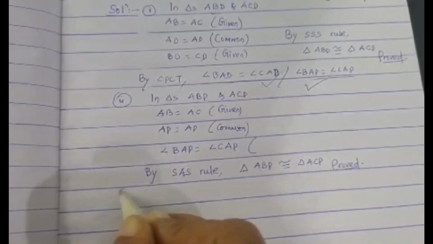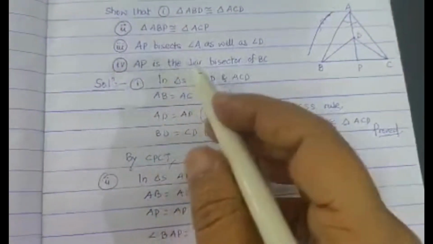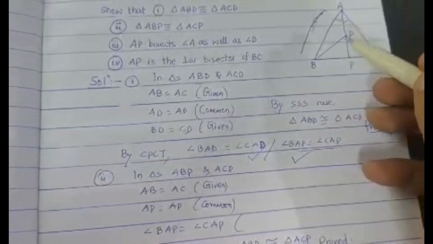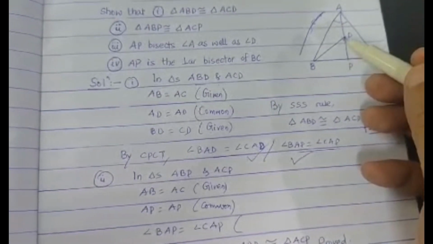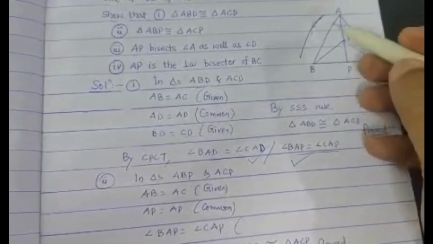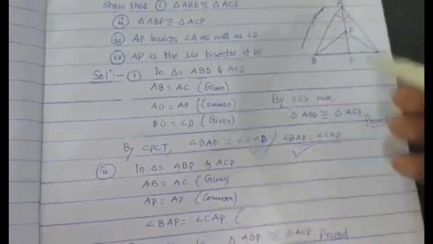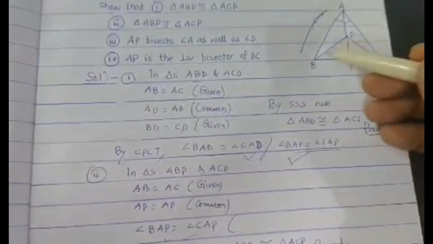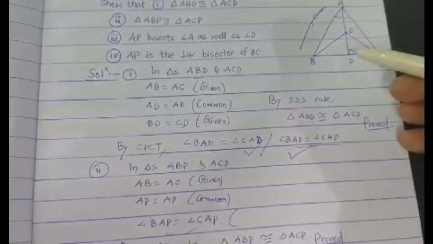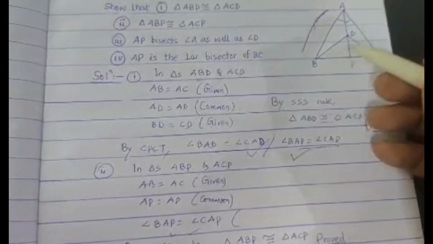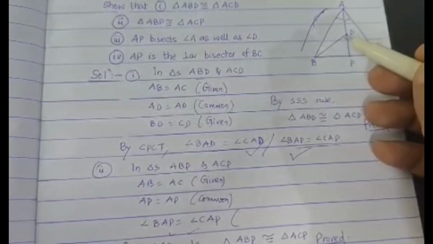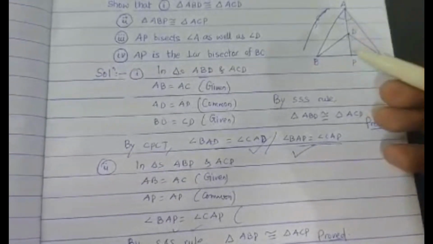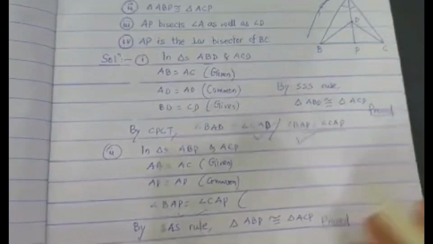Now let us do the third one. The third one is AP bisects angle A, as well as angle D. So AP is bisecting angle A. We have seen from here, because angle BAP equals angle CAP. Similarly, in this triangle also, you can say that angle BDP equals angle CDP. So basically, this AP is bisecting both angle A and angle D.